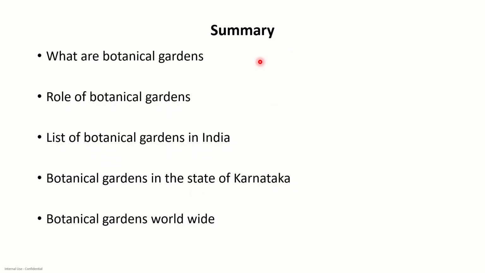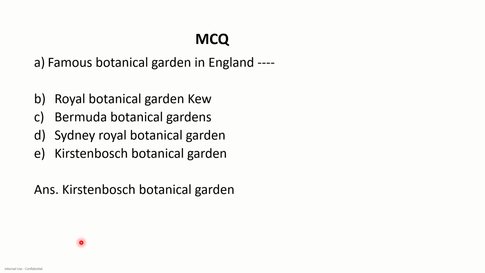So, in a nutshell, what did we learn? We have learned about what botanical gardens are, what the roles of these botanical gardens are, the list of botanical gardens in India, the list of botanical gardens in the state of Karnataka, and botanical gardens in the world. All right. So, this is one very important multiple choice question for you. Please try to answer this without looking at the given answer.